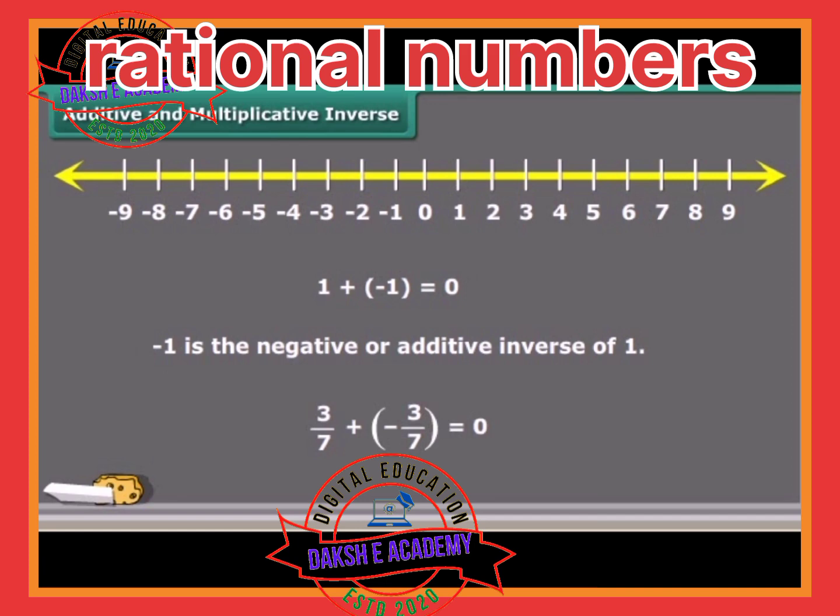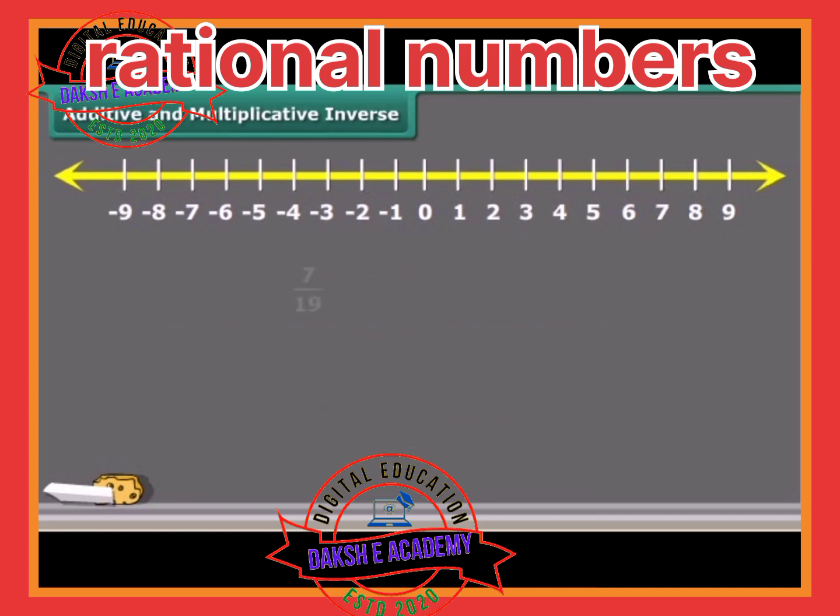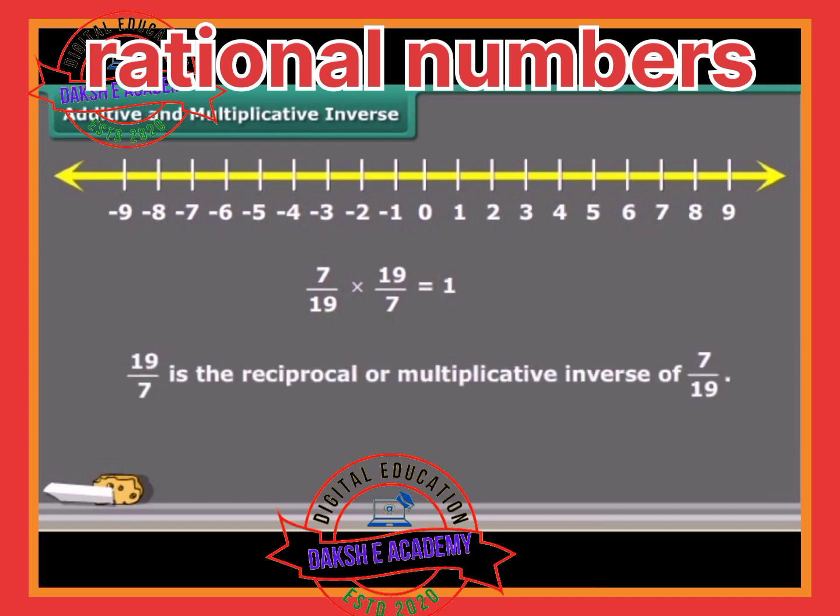Just think, by which rational number would we multiply 7 by 19 to get the product of 1? Obviously, it's 19 by 7, so as to get the product 1. So we say that 19 by 7 is the reciprocal or multiplicative inverse of 7 by 19.